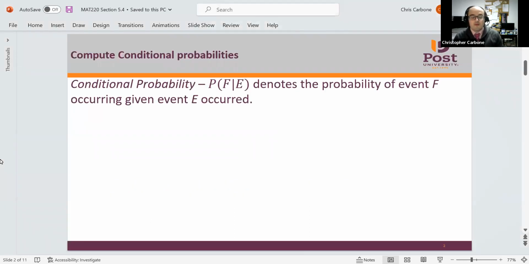A conditional probability, denoted by P of F given E, denotes the probability of event F occurring given that event E has already occurred. Do note where the location of the event E is in this denotation. It is after the given symbol, to note that it is the event that has already occurred.